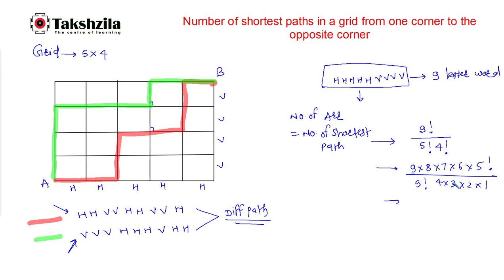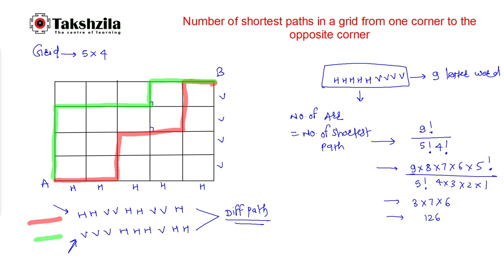4 2s are 8 and it gets cancelled out. 3 3s are 9, into 7 into 6. So this multiplication is 21 into 6, which is equal to 126. There are 126 different shortest paths available to travel from point A to point B along the grid.